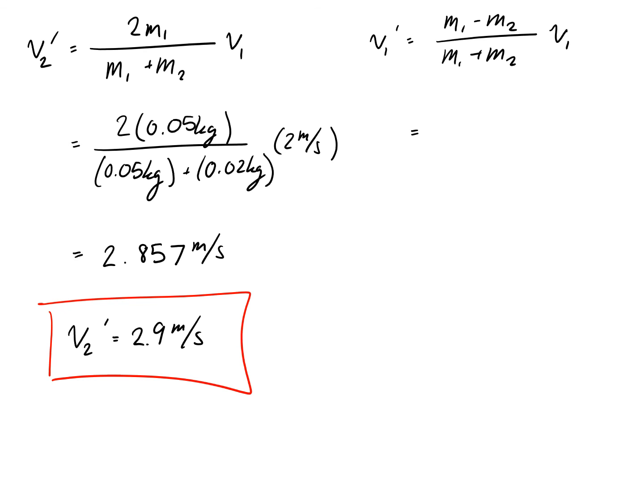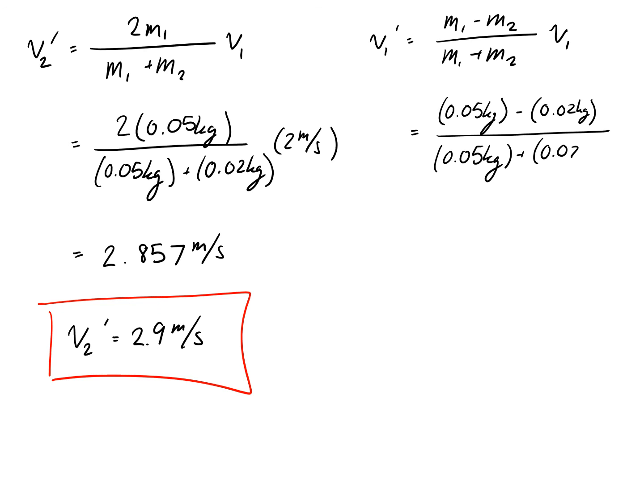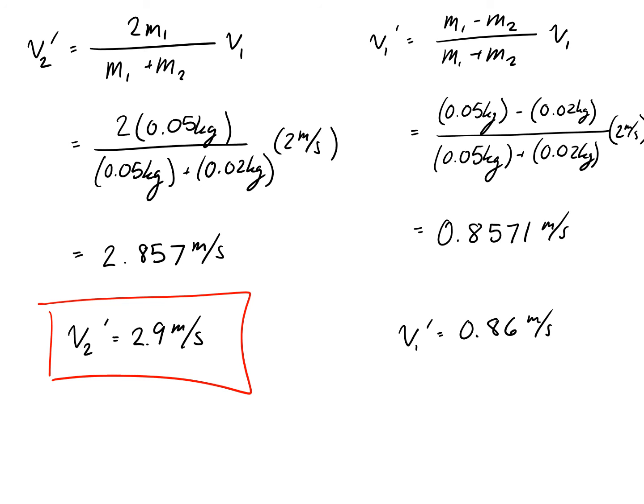For marble 1 over here, I'm going to have 0.05 kilograms minus 0.02 kilograms divided by the two added together. Probably should have given myself some more space. All right, times 2 meters per second. When I took this and plugged it in, I got 0.8571 meters per second, or that my final velocity for object 1 is 0.86 meters per second.